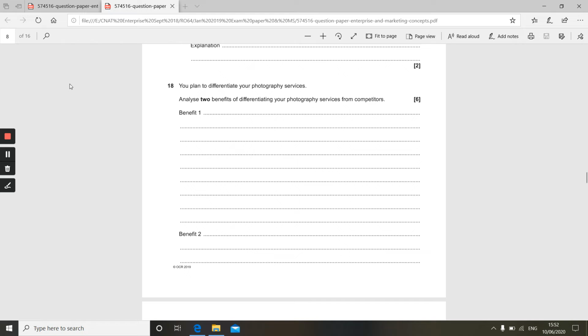So 2 benefits. So one could be people may believe it's better quality. So what point? Quality is the point. And then customers may recognise you to be a business that provides high quality products, and therefore in the future you're going to get customer loyalty. There are your 3 points: point, explanation, analysis. So pick 2 of those and then complete that question.